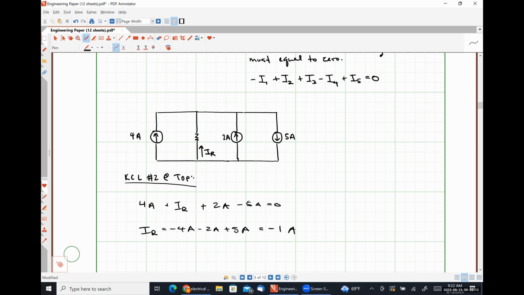Walker, you had your hand up. What's up? Yes. I just have terrible penmanship. Yeah. So KCL formulation number 2 at the top node.